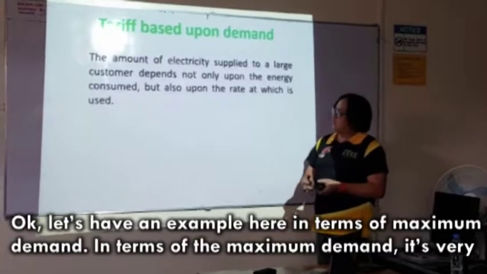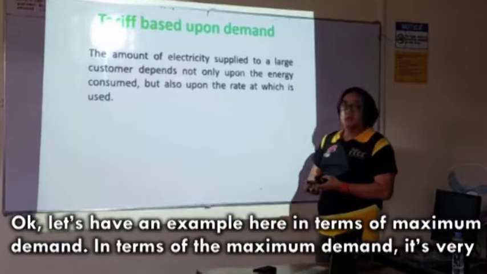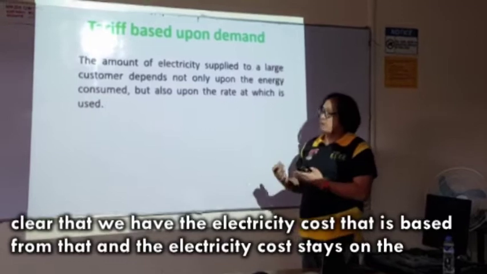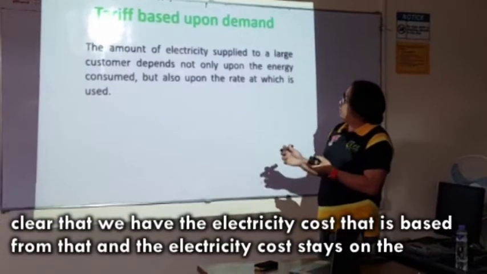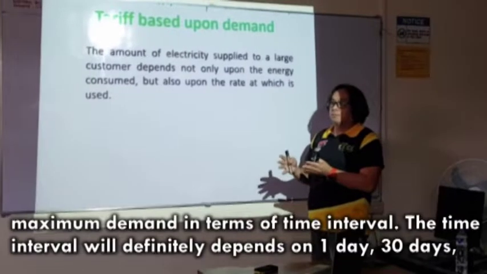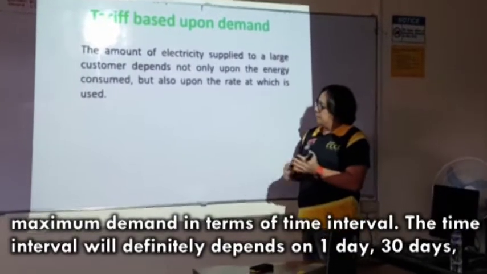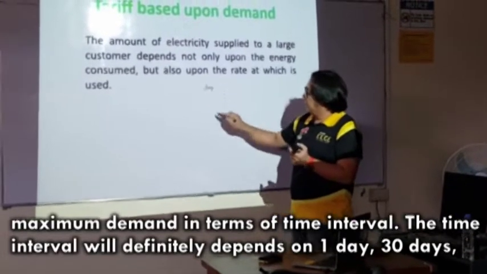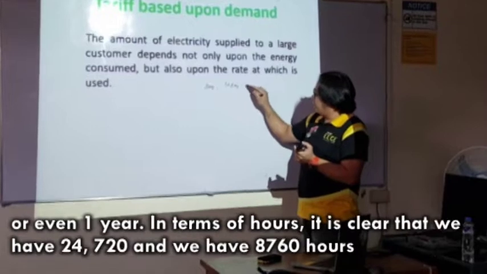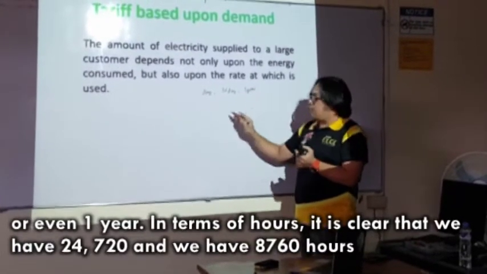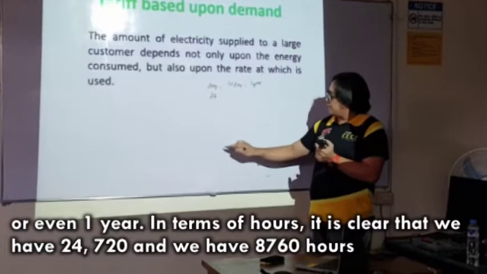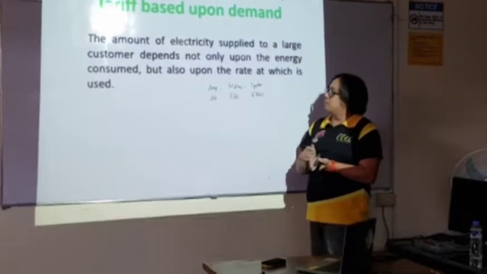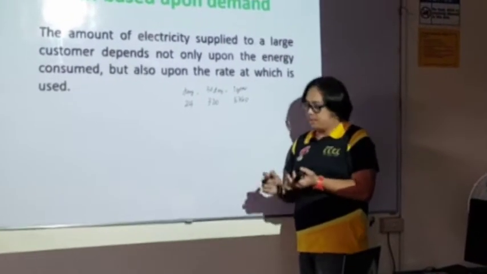Okay, let's have an example here in terms of maximum demand. In terms of the maximum demand, it's very clear that we have the electricity cost that is based on that. And the electricity cost is based on the maximum demand in terms of time interval. The time interval will definitely depend on 1 day, 30 days, or even 1 year. In terms of hours, it is clear that we have 24 hours, we have 720, and you have 8760 hours on an hourly basis.